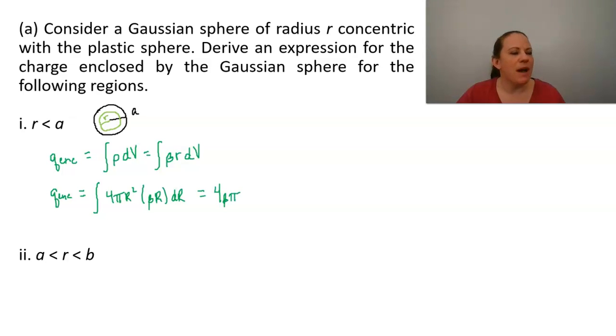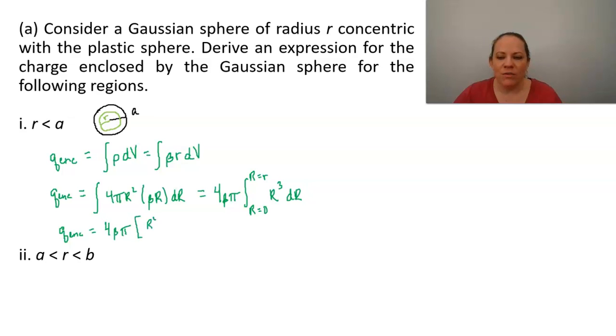Our next step is going to have us pull out some constants. 4 times beta times pi times the integral of capital R equals 0 to capital R, our variable of integration, equals little r, the radius of the Gaussian sphere, of capital R cubed d capital R. And that's going to give us, when we evaluate it, 4 beta pi times r to the 4th over 4, which we will evaluate from 0 to little r, and we are going to get an expression for the enclosed charge of beta pi times little r to the 4th.